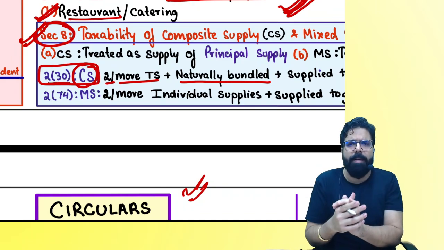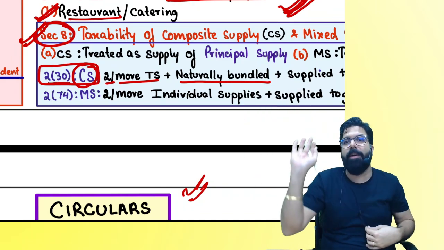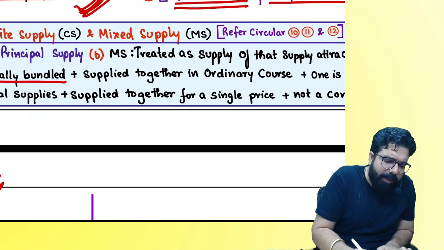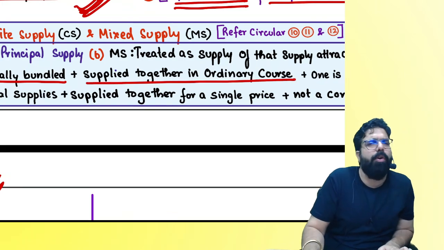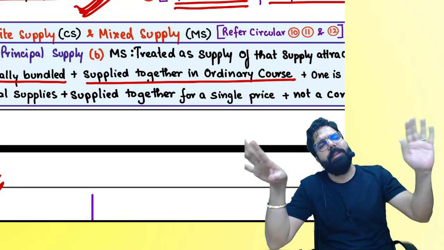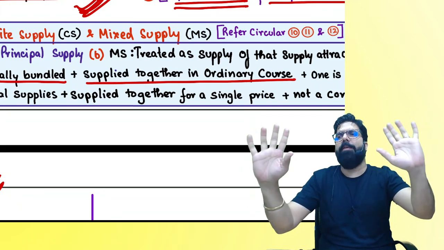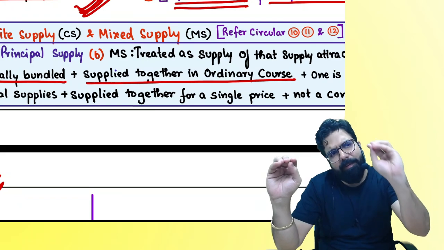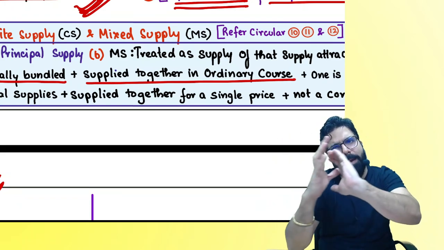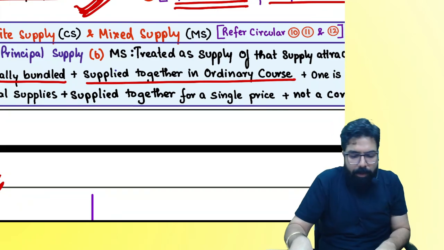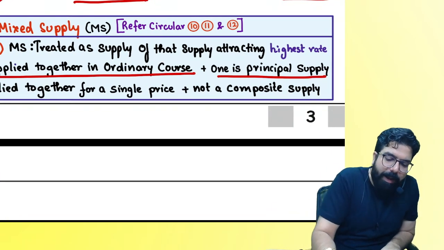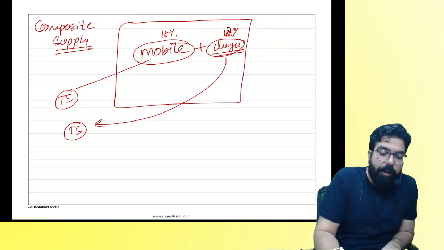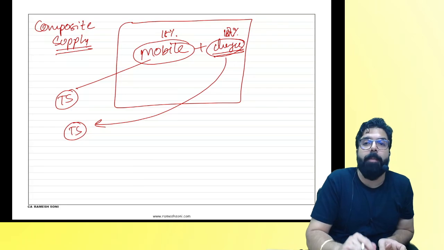When you buy a mobile, you will get a charger, or they will tell you the charger will not be given, do whatever you want. Along with the mobile, is a charger given? It is supplied together in the ordinary course of business. People, tell me one thing. Generally, whenever you buy a mobile phone, do you get a charger? In the ordinary course of business, every businessman, are they giving a charger along with the mobile? One is a principal supply. What is main? Did you go to buy mobile or charger? Mobile. So people, this will be called a composite supply.